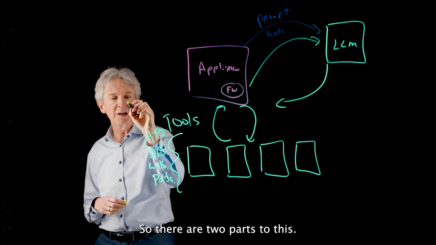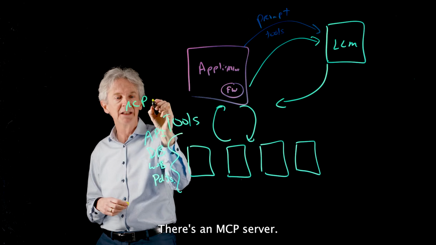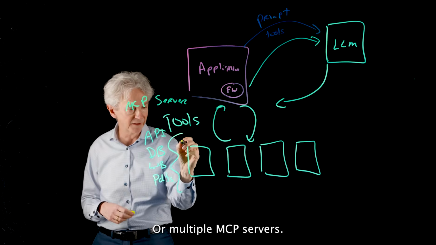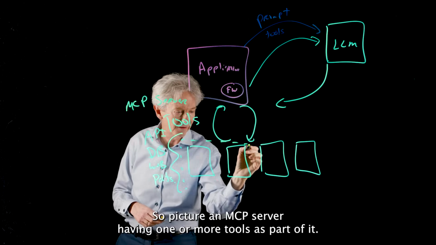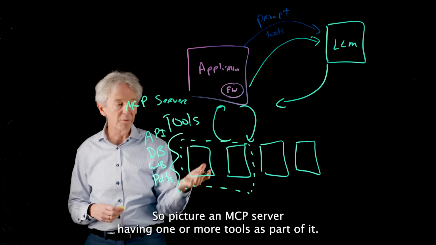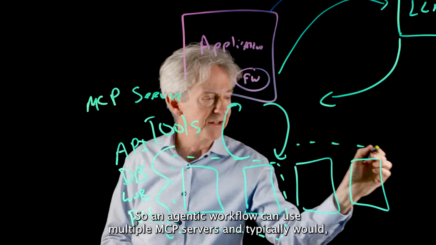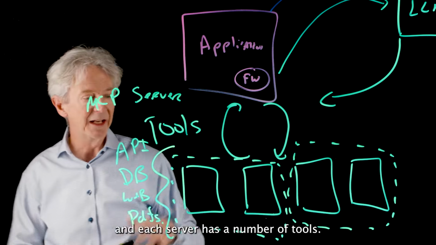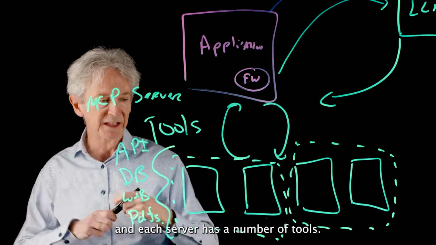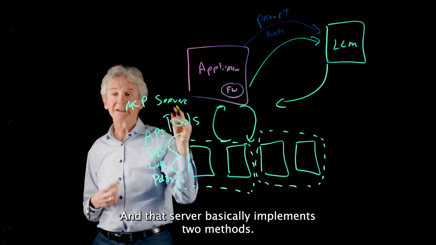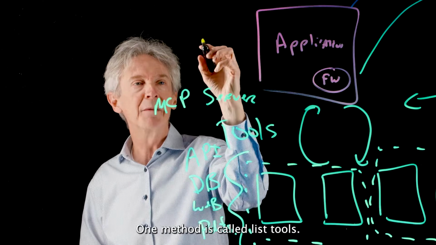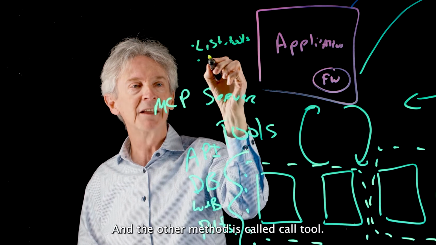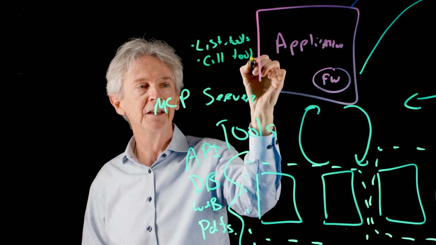So there are two parts to this. There's an MCP server, or multiple MCP servers. So picture an MCP server having one or more tools as part of it. So an agentic workflow can use multiple MCP servers, and typically would. But each server has a number of tools. And that server basically implements two methods. One method is called list tools, and the other method is called call tool, basically.